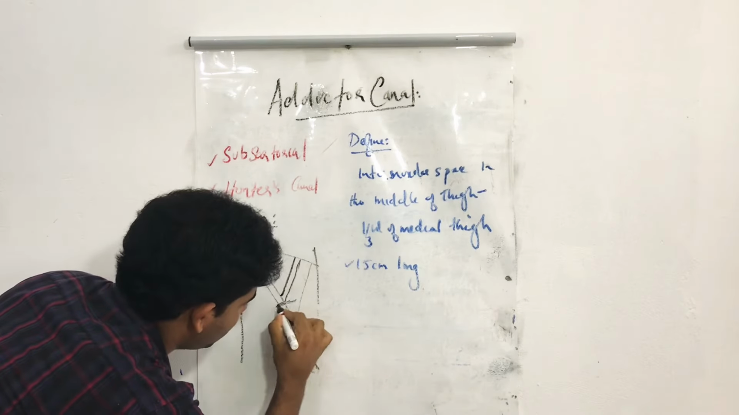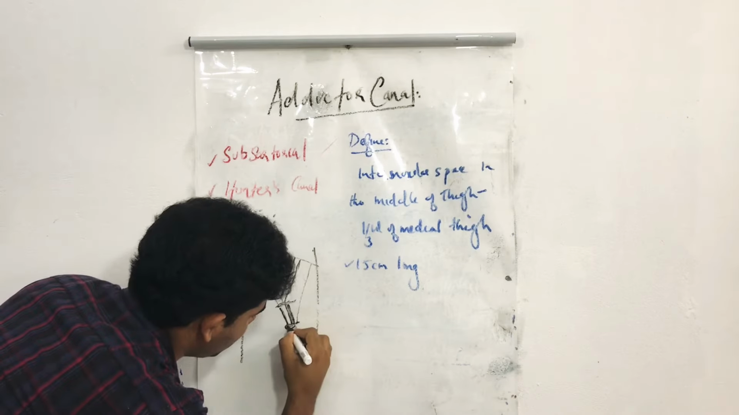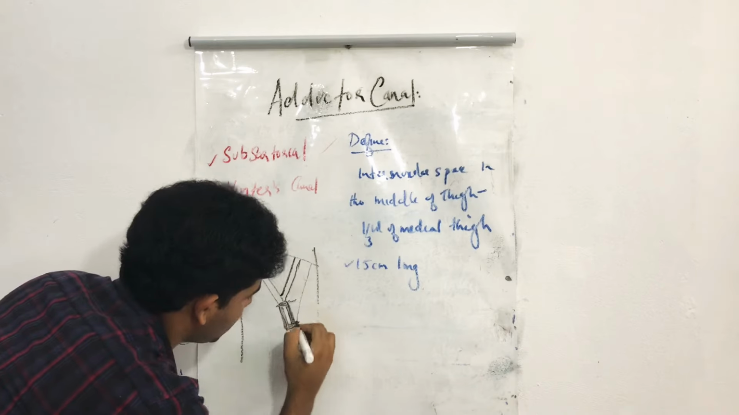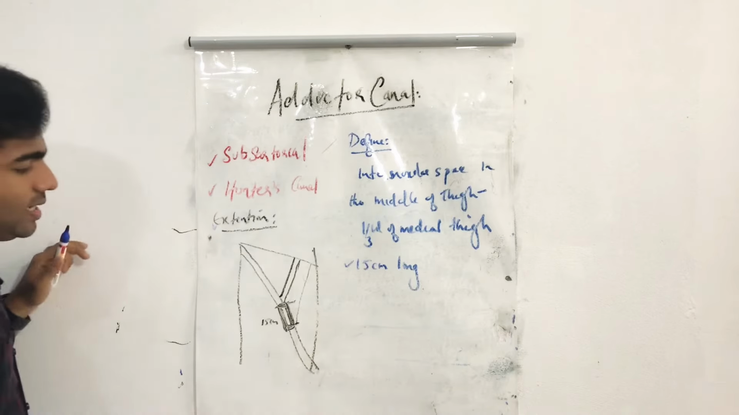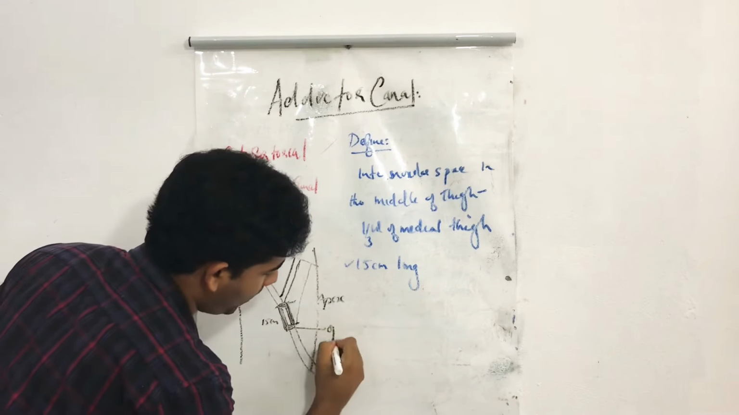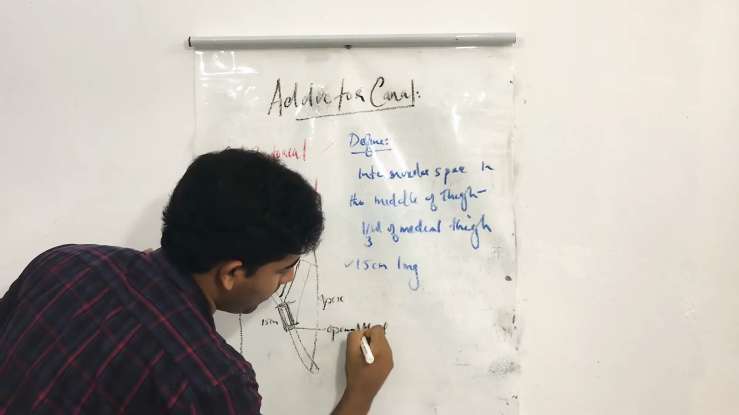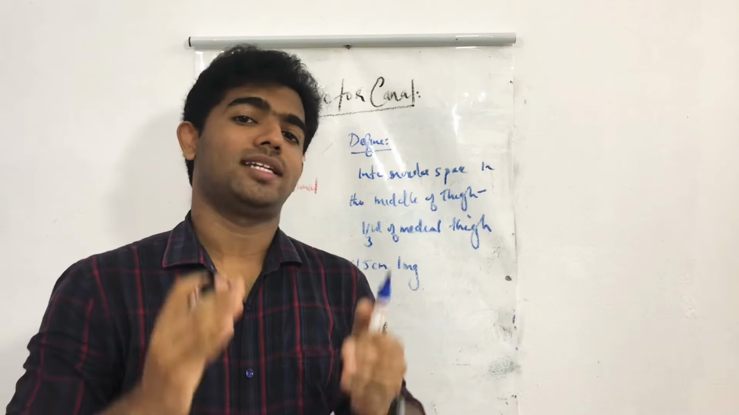It is seen below the sartorius muscle. You cannot view it directly. So this is that canal. It is an intramuscular space, 15 centimeter, seen from the apex of the femoral triangle to the tendinous opening in adductor magnus muscle.